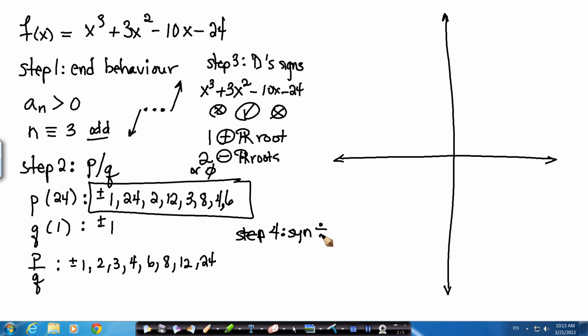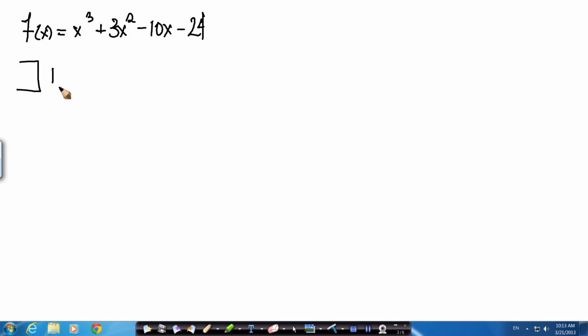Synthetic division. So I'm going to start this on another page, right? So let's do a new page here. And let's look at our synthetic division. Remember, our function was f of x is x cubed plus 3x squared minus 10x minus 24. So when we look at this, we're going to put our box here, and we're going to bring down our coefficients. 1, 3, negative 10, and negative 24.